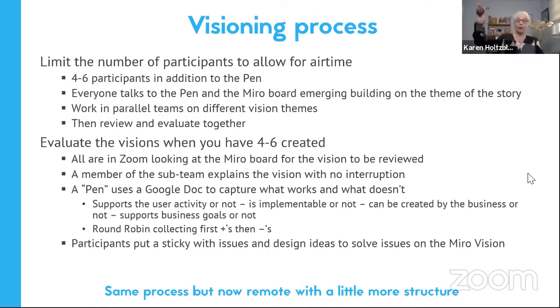The pen will run and share a Google Sheet and a doc and capture what works, all the pluses first, and then what doesn't work. If people have a design idea and it's associated with a particular part of the vision, now we can just grab that Post-it for design idea and stick it on the spot ourselves, okay? Put the sticky up. The process is the same, a little more structure, a little slower, yeah?